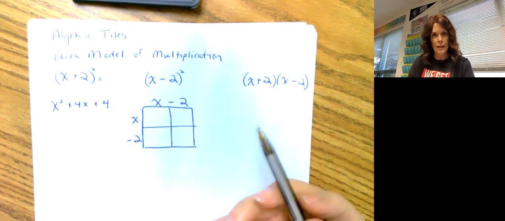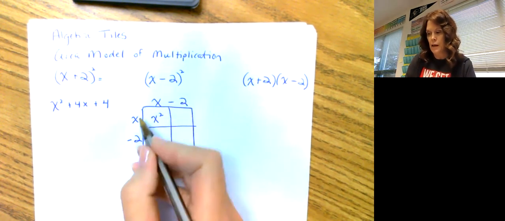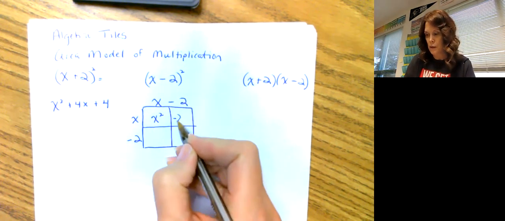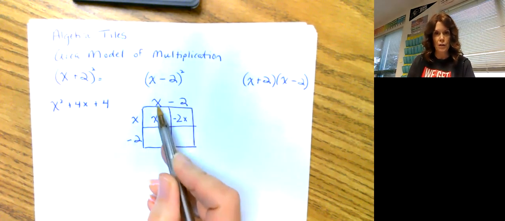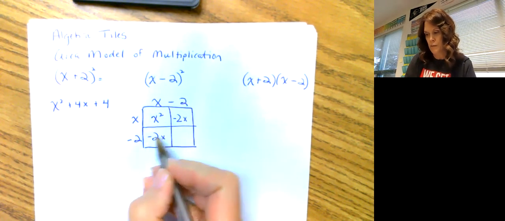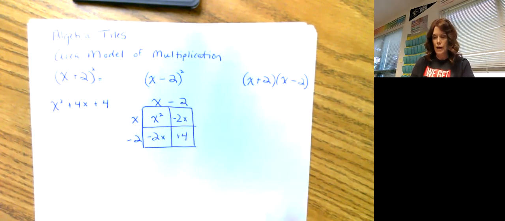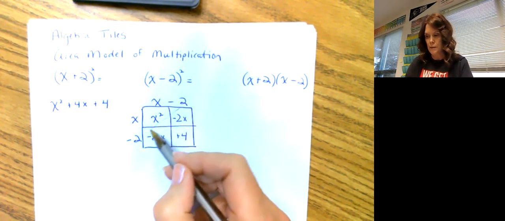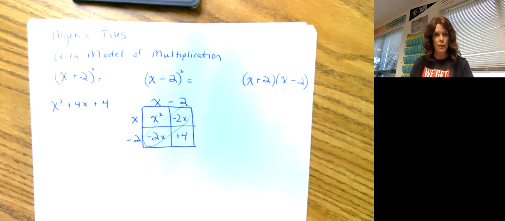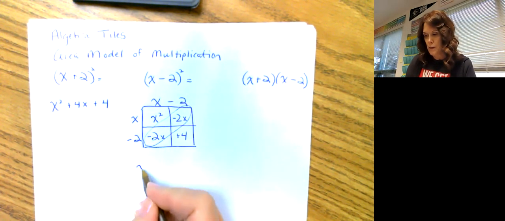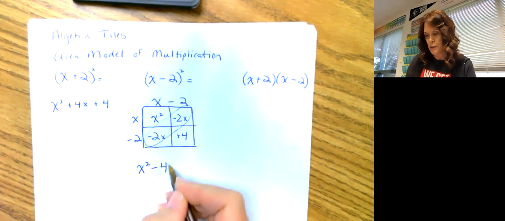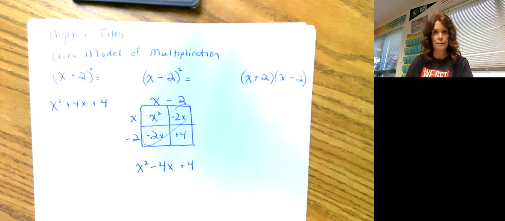So I would say, well, x times x is x squared, and x times negative 2, negative 2x, negative 2 times x, negative 2x, and negative 2 times negative 2 is a positive 4. Now, when I write the product, I have to simplify or combine my like terms. And oftentimes, when we are multiplying with this model, with a binomial times a binomial, on the diagonal, we usually have these like terms that we can combine. So x squared minus 4x plus 4, right?